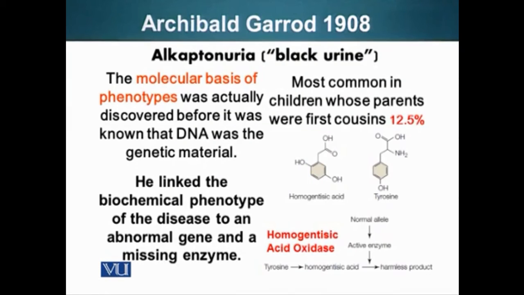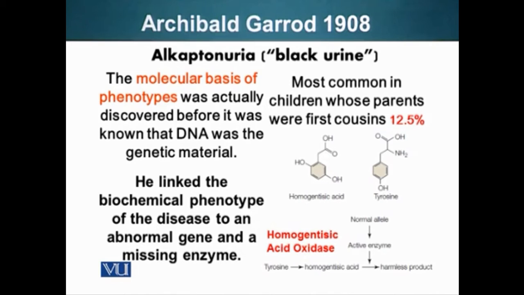It so happens that the molecular basis of phenotypes was discovered before it was known that DNA is the genetic material. We will start with the experiments of Archibald Garrod in 1908. He was studying a disease called alkaptonuria, or black urine disease.